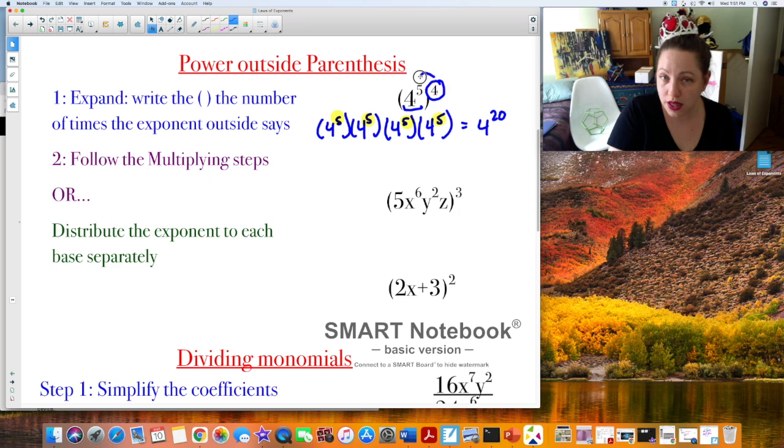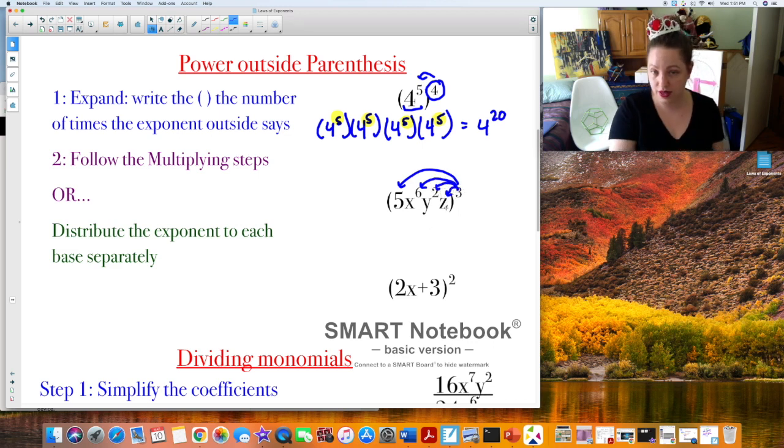The shortcut is, if you're adding the same thing over and over, that's just like multiplying. So really, you can distribute. This is what you have to be careful of. Remember that the 5 would be written 3 times. So it would be 5 times 5 times 5, which means that when I distribute this exponent, it has to go to every single thing, including the coefficient. So everything is going to get it.